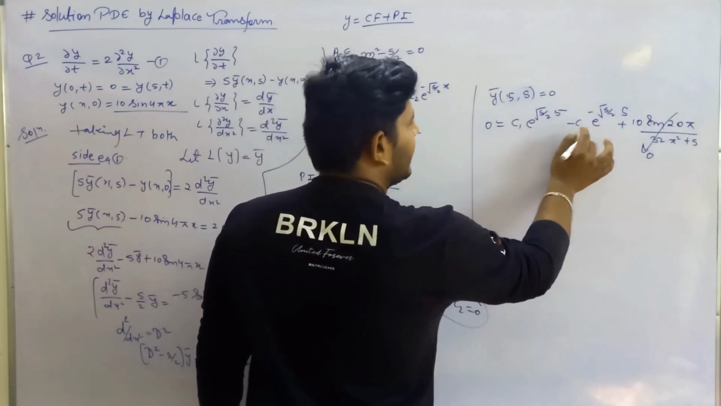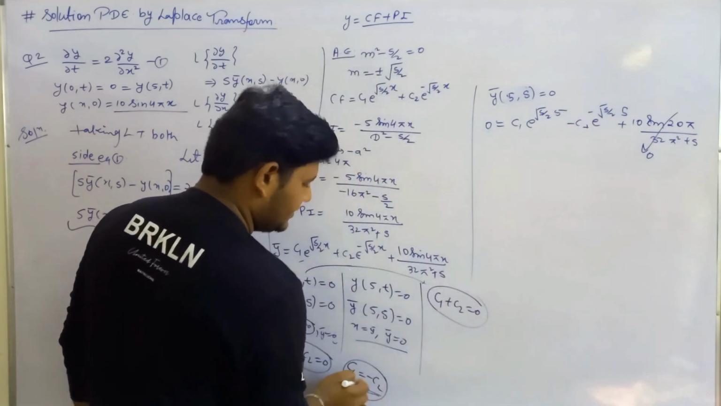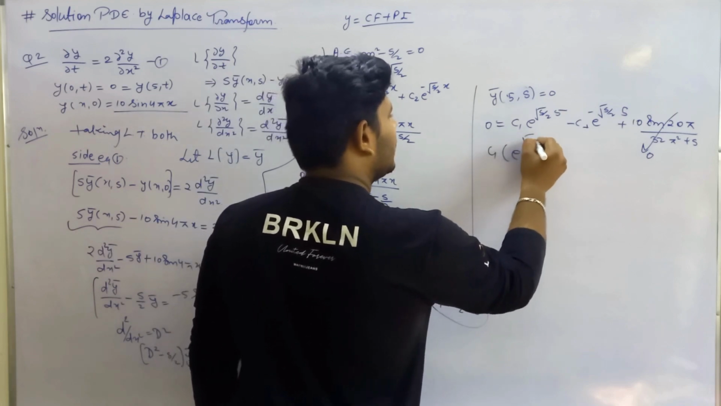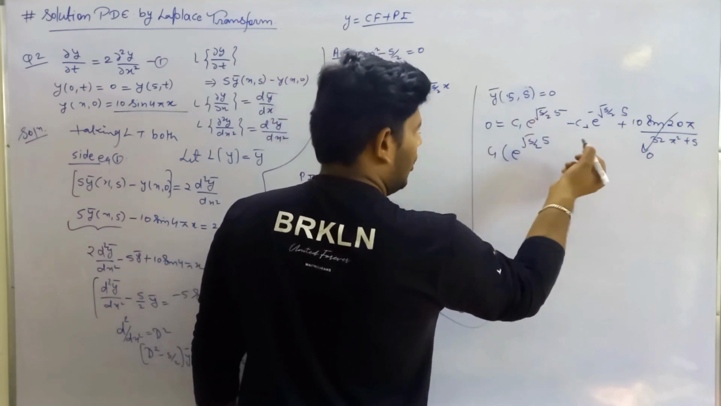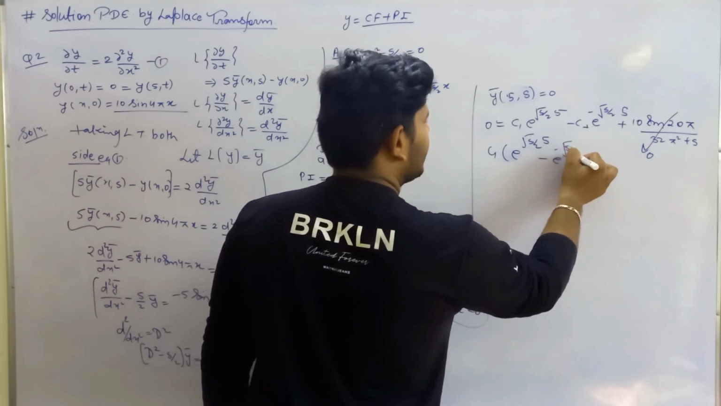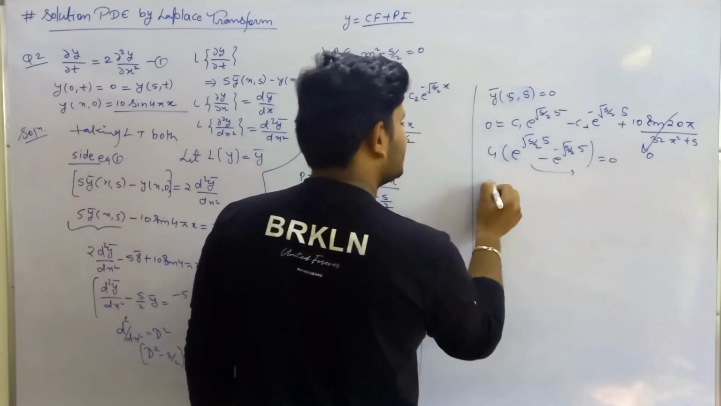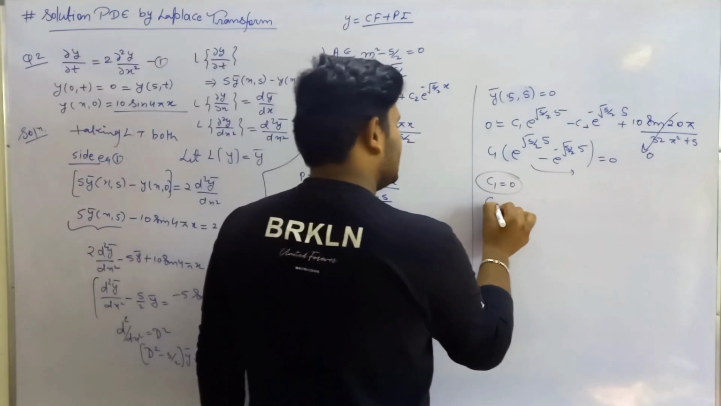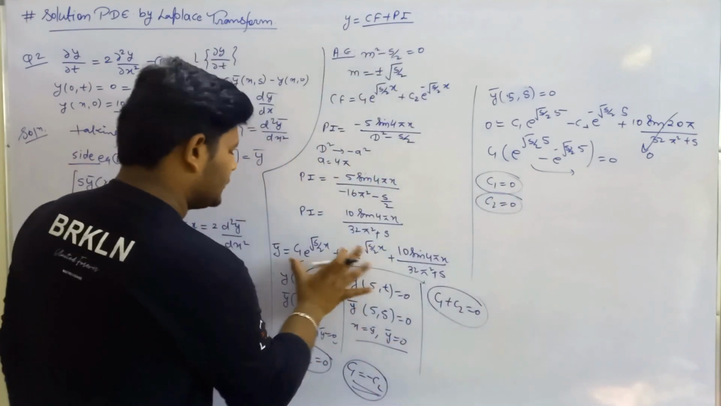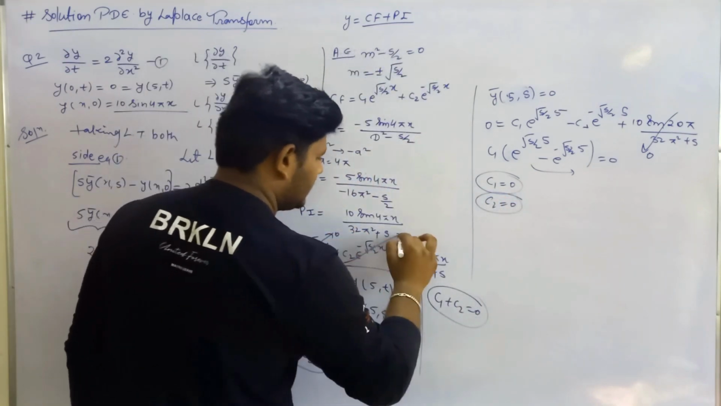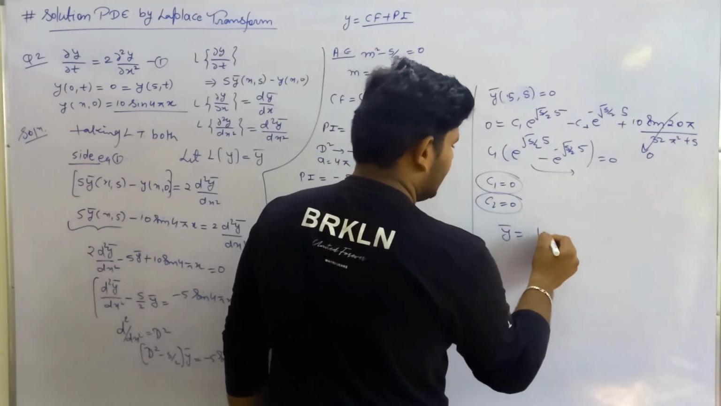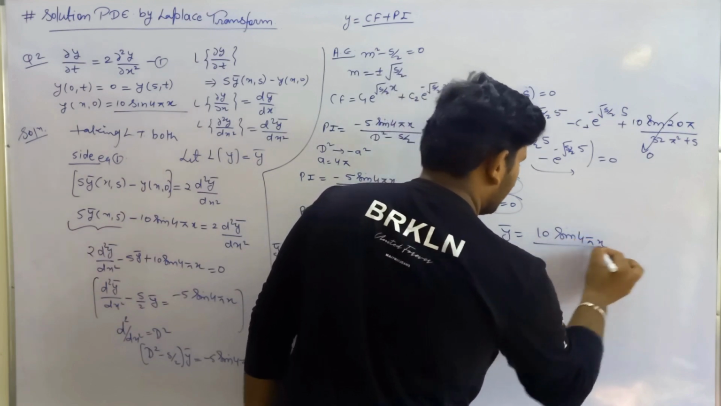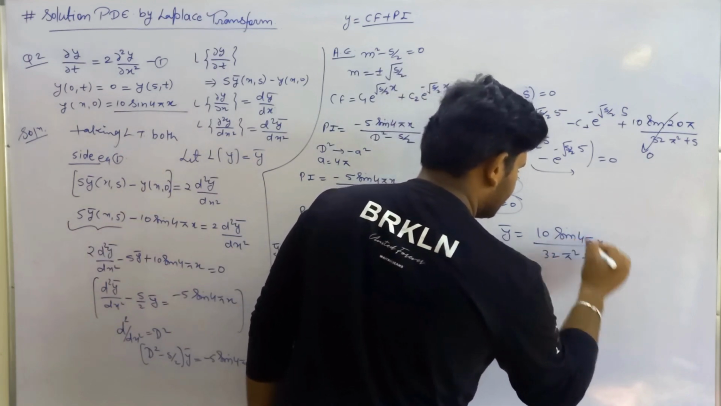Or I can take common here, c1 is equal to minus c2, so c1 is equal to c1 times e to the power root of s by 2 into 5, minus e to the power minus s by 2 5, is equal to 0. This term is constant, it means c1 equals 0. Whenever c1 equals 0, it is equal to minus c2, it means c2 equals 0. So the solution for this term will equal 0, this term will equal 0. So y bar is only equal to tan sine 4 pi x over 32 pi square plus s.